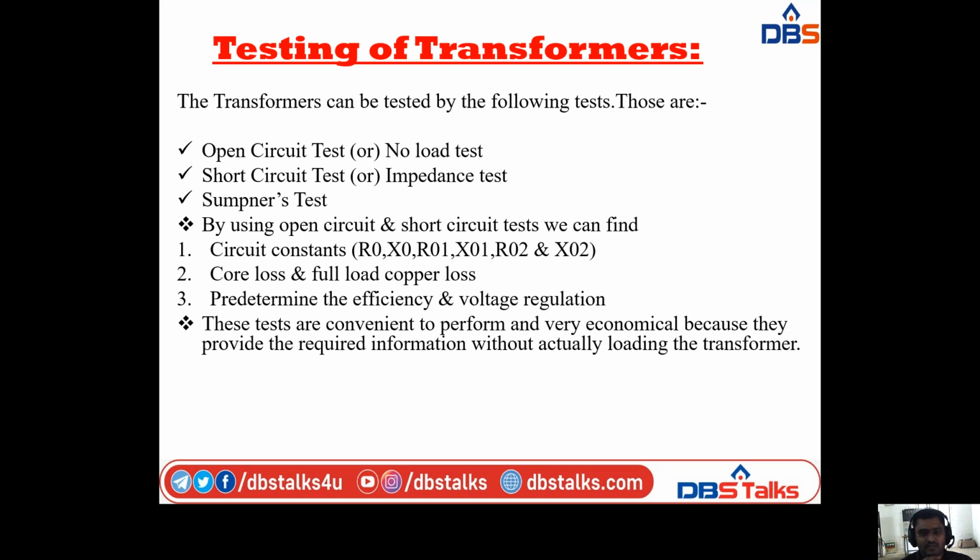Okay. So by using the open circuit and short circuit tests, we can find the circuit constants, that is R0, X0, R01, X01, R02 and X02. Secondly, we can find the core loss and full load copper loss. And lastly, we can predetermine the efficiency and voltage regulation. These short circuit and open circuit tests are convenient to perform and very economical, because they provide the required information without actually loading the transformer.